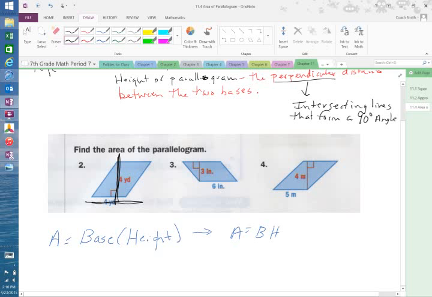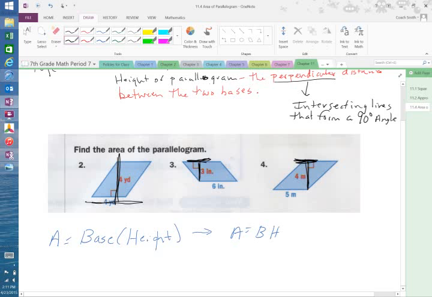Okay, so in number 3, what would be the height? On the screen, number 3, what would be the height? Tayshawn? 3 what? 3 inches. Okay, so this is the height of the second figure. So what is the height of number 4? 4 meters. Okay, so that's the height of the third one.